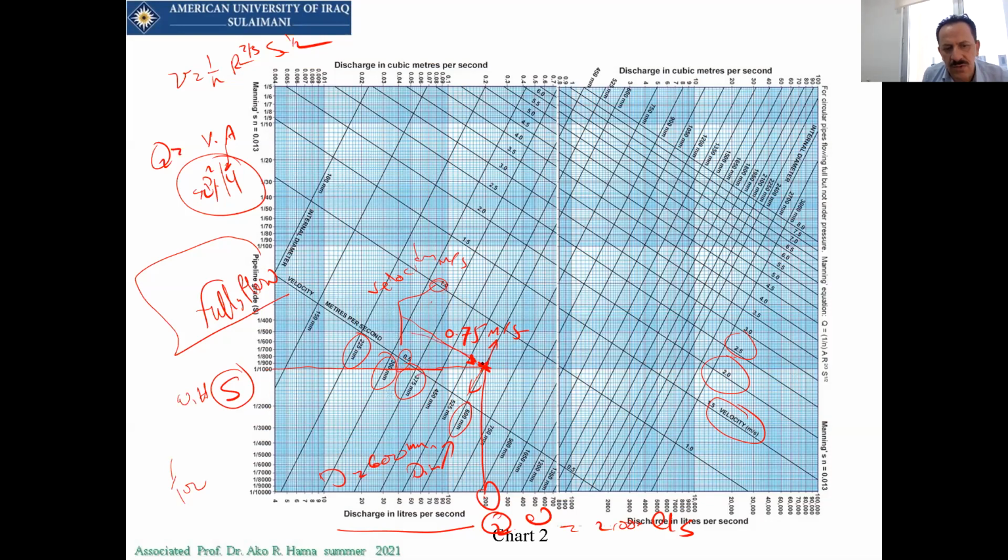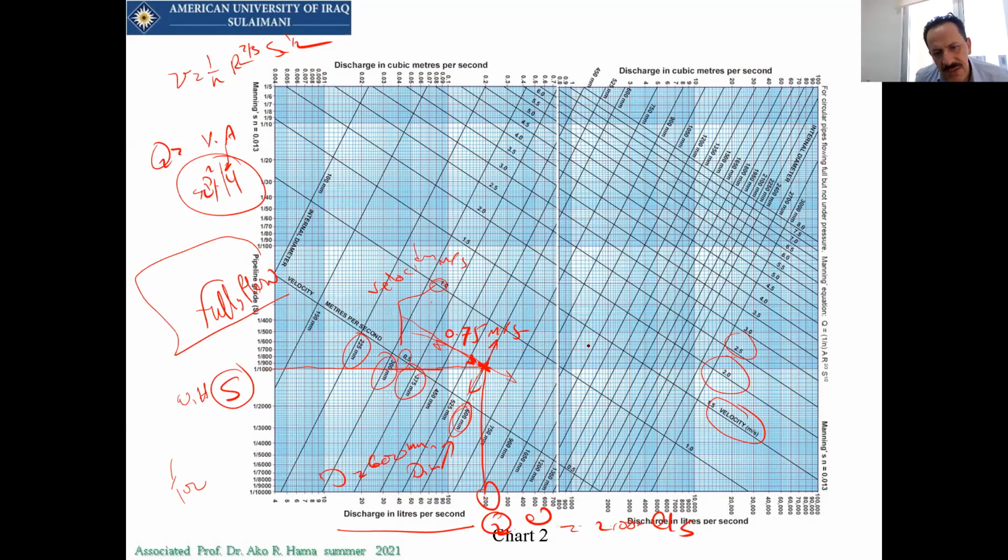Then you have to go parallel from this point, and you can see there are velocities here, 0.5 and 1. Then you make a kind of visual interpolation to see where it is, and then you have to find the diameter of this pipe. That will help you to go.